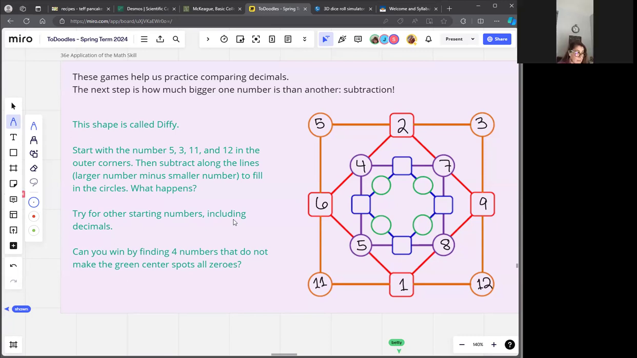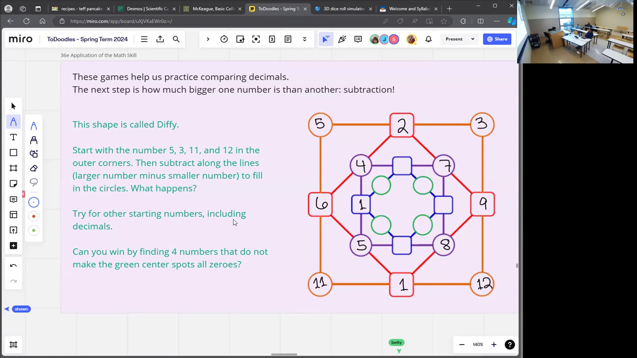Yes. Now I'm going on the purples, so 4 and 5, the difference is 1. 4 and 7, the difference is 3. 7 and 8, the difference is 1. 5 and 8, the difference is 3. And then lastly, the greens. 3 and 1 is 2. 1 and 3 is 2. 3 and 1 is 2. They're all 2s.